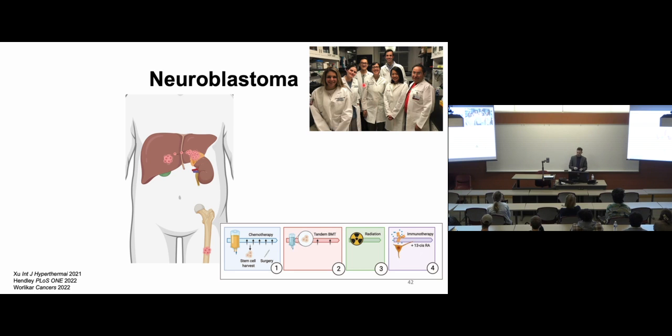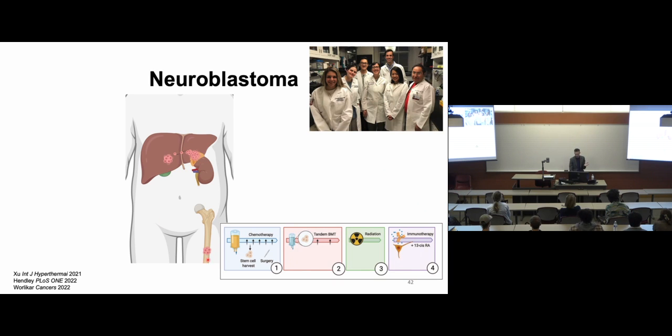And so in those cases, they essentially throw everything in the kitchen sink at these kids to try to resolve the disease. They apply initially surgical resection to remove as much of the tumor as they can. This is followed by high-dose chemotherapy and radiation to treat residual disease, followed by immunotherapy. Despite that treatment regime, roughly half the kids don't respond, and unfortunately they pass. One thing I want to point out is that normally the disease originates close to the kidney, in the adrenal glands.